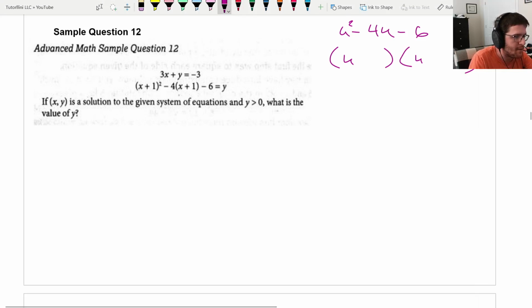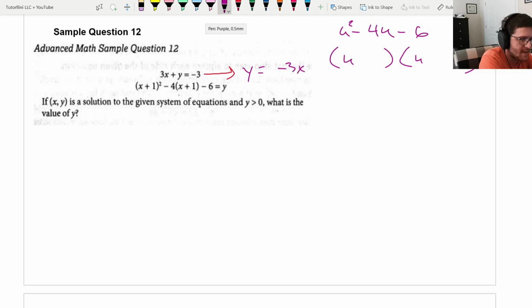So why don't we get y by itself in the top one? And then we can get started with that. So I'm going to subtract 3x from both sides. Y equals negative 3x minus 3. And now we're going to substitute that. So we get x plus 1 squared minus 4 times x plus 1 minus 6 equals y, which is negative 3x minus 3.